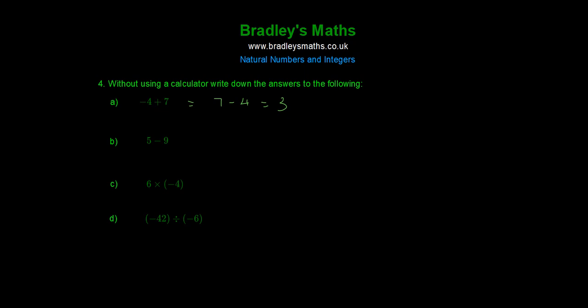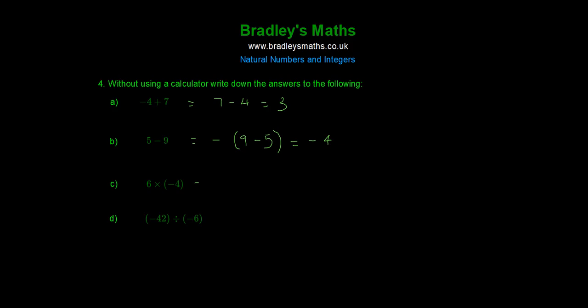5 take away 9. We're taught at primary school that we cannot take a larger number from a smaller. So what we do to get round that is we reverse the subtraction and make the result negative. So that's making the result negative. This is reversing the subtraction. There we are. And that equals 9 take away 5 is 4. So this equals -4.